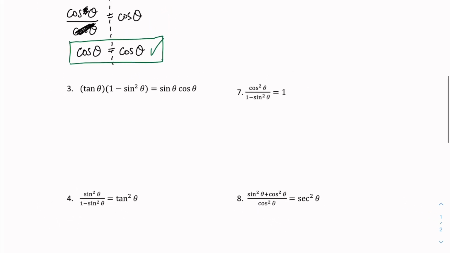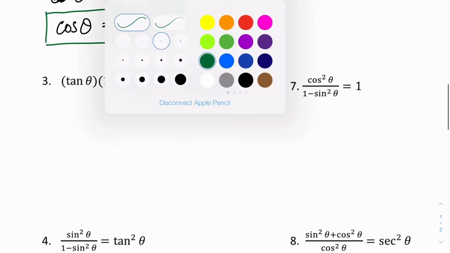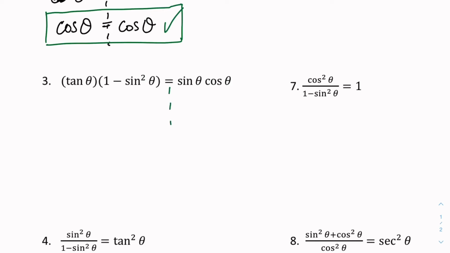So we'll do number 3 together. So let's choose the more complicated side. Take a guess which side looks more complicated to you. So I'm going to work on the left side because there's a lot more going on here, and draw my dotted line down the middle. So the right side will not change. I'll just keep it equals sine theta, cosine theta, every step of the way till the end.